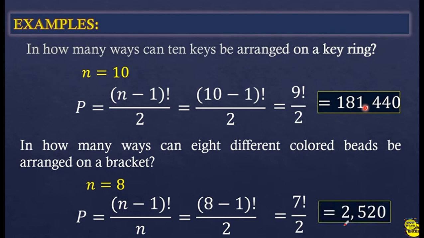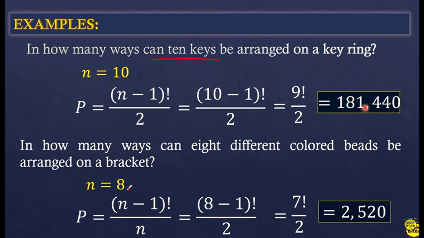Okay, next example. In how many ways can 10 keys be arranged on a key ring? So again, lahi ang ato formula nagigamit sa mga key rings. So ang ato gigamit na formula is n minus 1 factorial over 2. So our n here is 10, 10 keys. So we have 10 minus 1 factorial over 2. So we got 9 factorial over 2. So our answer is 181,440.